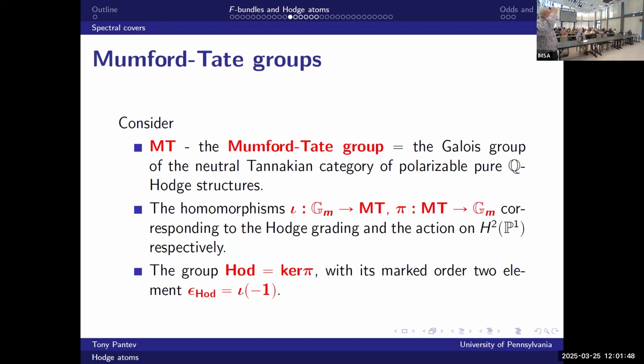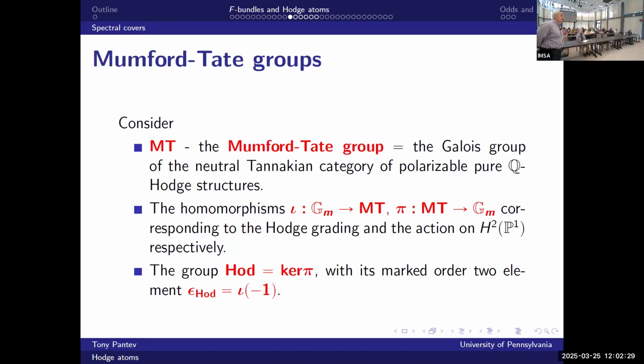To say in what sense they commute, we have to talk about the symmetries. So take the usual Mumford-Tate group. It's the Galois group of the category of pure polarizable Q-Hodge structures. It has a character and a cocharacter. The character is just the action of the Mumford-Tate group on the Tate motive, on the second homology of P1. And the cocharacter is given by the Hodge grading. So once you fix the weights, it will be just the Hodge grading.